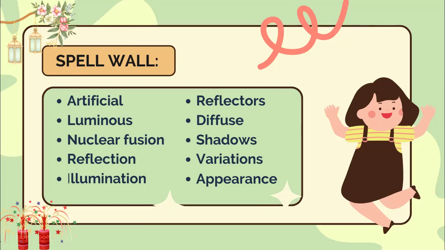The first word is artificial. The second word is luminous. The third word is nuclear fusion. The fourth word is reflection. The fifth word is illumination. The sixth word is reflectors. The seventh word is diffuse. The eighth word is shadows. The ninth word is variations. And the tenth is appearance. Pause the video and write these down 5 times in your notebook.